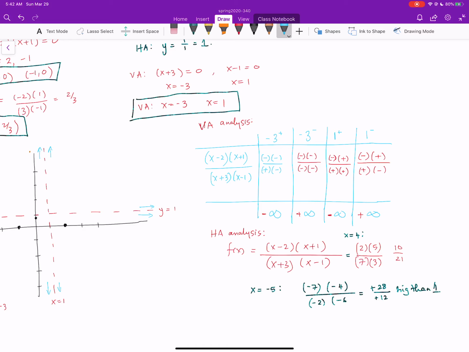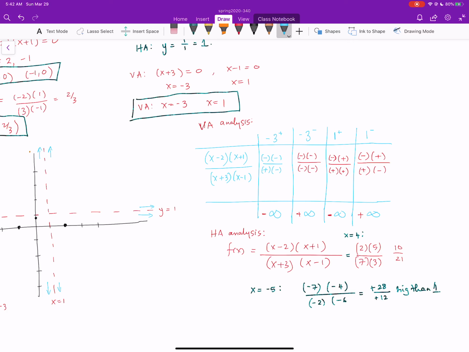Similarly, if you do 1 from the left, say 0.999, and do the sign analysis, you end up with negative infinity. And then lastly, if you do 1 from the right, oh, I think I flipped it. If it's 1 plus, you're going to use 1.001, and that gives us positive infinity. And if I use 1 from the left, so that's going to be 0.99, then you end up with negative infinity.